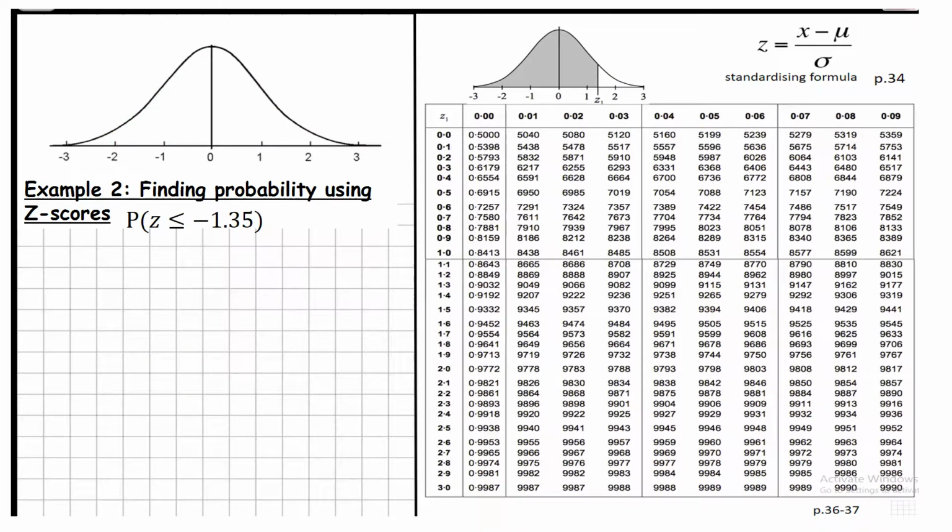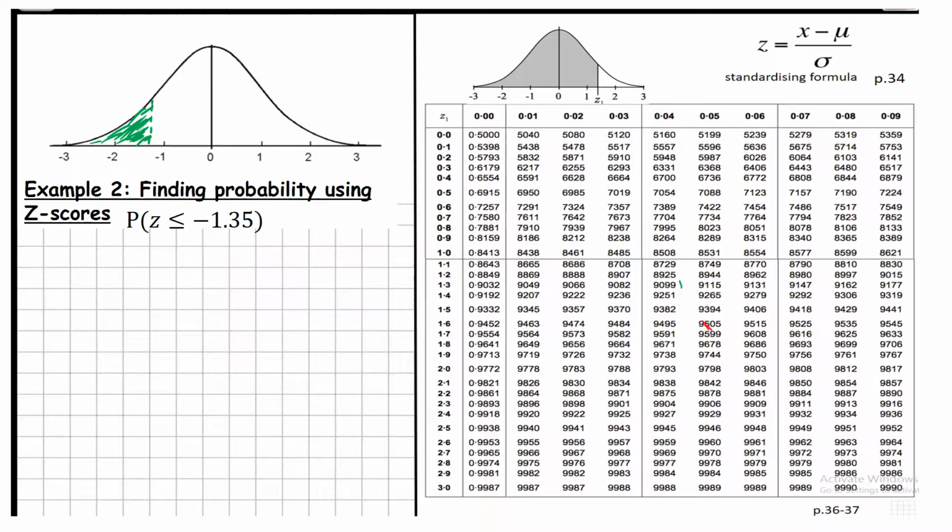Example 2 is finding the probability using the Z-score, so the same question. I'm first going to draw it on my normal curve. You might notice straight away that there's something different, and that is that this number is now negative. So I'm actually working to the left of the mean, and I'm dealing with this section here. I want to figure out the probability of this happening.